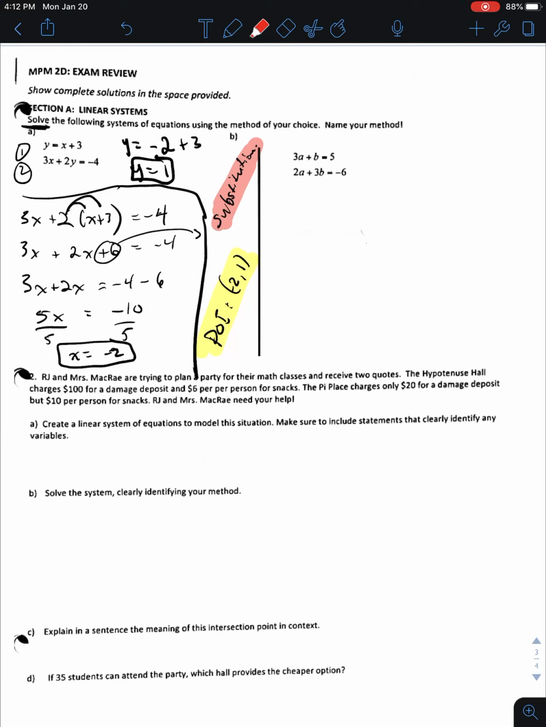Okay, so the point of intersection is negative 2 and 1. So that's where the two lines are crossing on the graph.